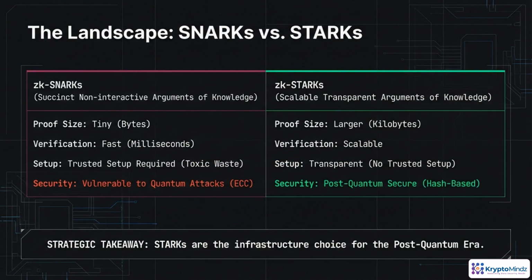SNARKs and STARKs both deliver zero-knowledge proofs, but with different trade-offs. SNARKs are extremely compact and verify in milliseconds, which is ideal for today's chains. The trade-off is a trusted setup ceremony and reliance on elliptic curve assumptions, which are fragile in a quantum world. STARKs produce larger hash-based proofs, but avoid trusted setup and are believed to be post-quantum secure, better suited for long-term infrastructure.